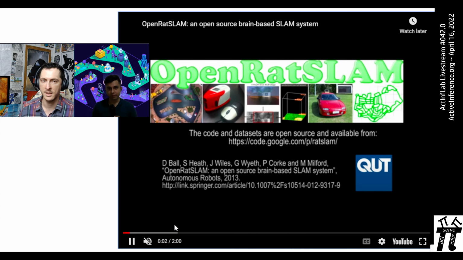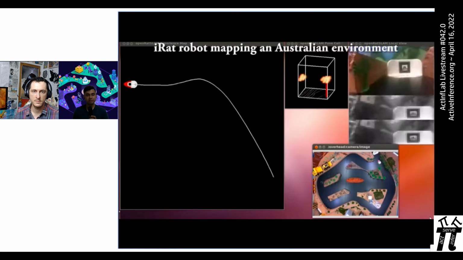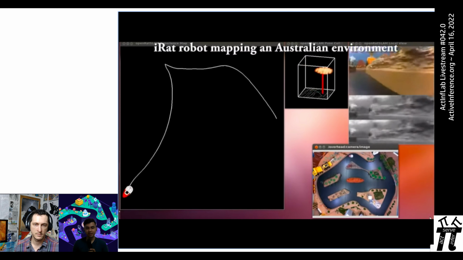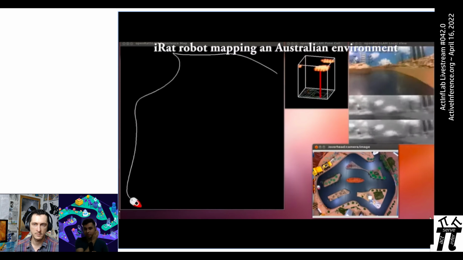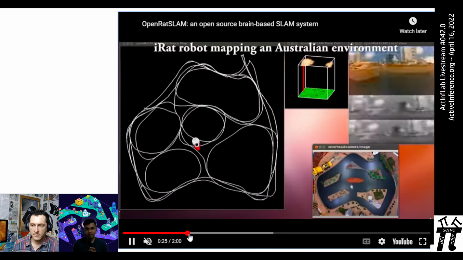So what is happening in this second video? Yeah, so the second video is one instance of RatSlam, which is Open RatSlam. This was a code base that was released both for C++ as well as the Robot Operating System.